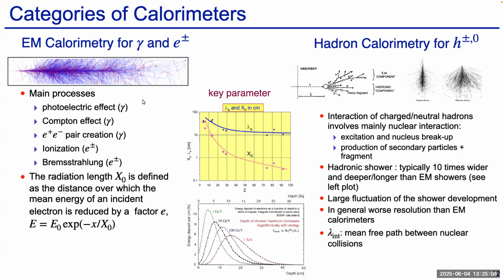Now we come to hadronic calorimetry. So you have a baryon or a meson which dumps into a hadron calorimeter.